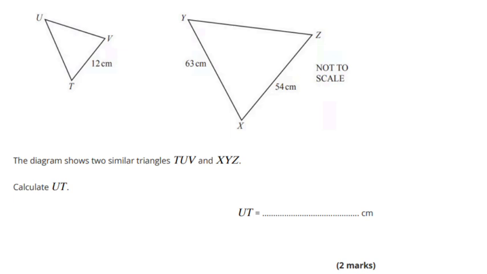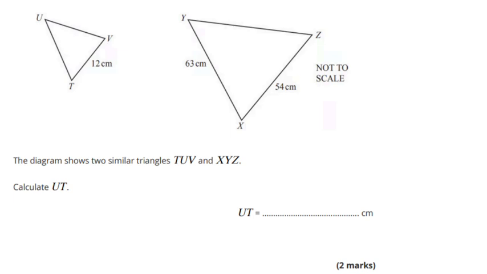So here's another exam question, and it's the same every time. So the diagram shows 2 similar triangles. TUV is the smaller triangle with the T, U and V at the corner. XYZ is the bigger triangle with the X, the Y and the Z at the corner. Calculate the length from U to T.